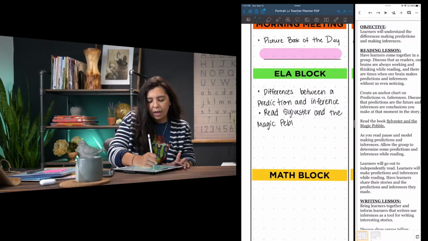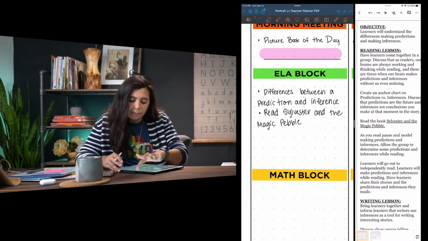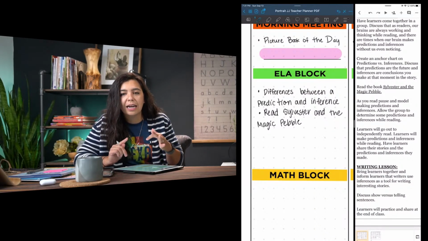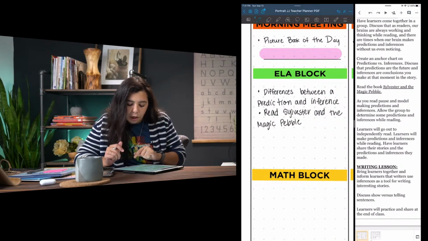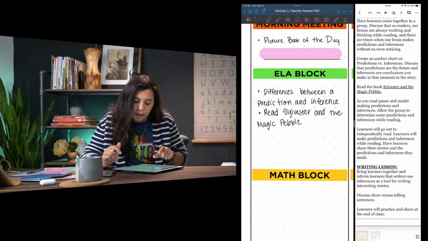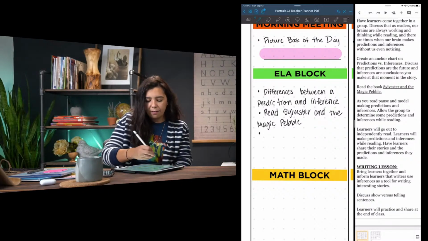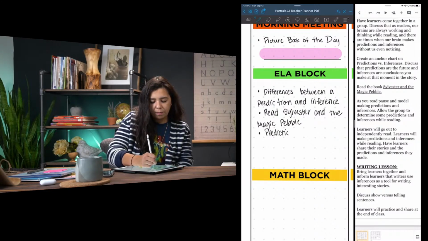And so in just a second, we're going to switch views in a little bit, but just not quite yet. And we're going to talk about predictions. We're going to talk about inferences. In a second, I'm going to have to figure out which predictions and inferences I want to have. And then we're going to go through, and the kids are going to practice. So the only other thing that I need to make sure that I have is my prediction and inference graphic organizer.